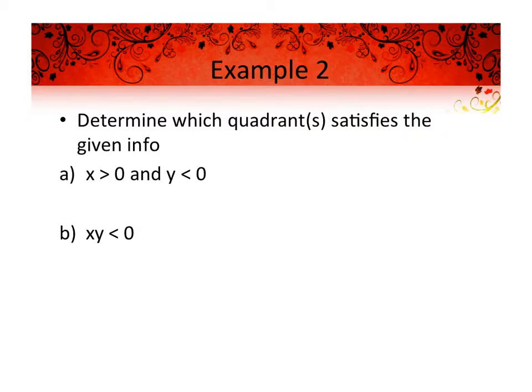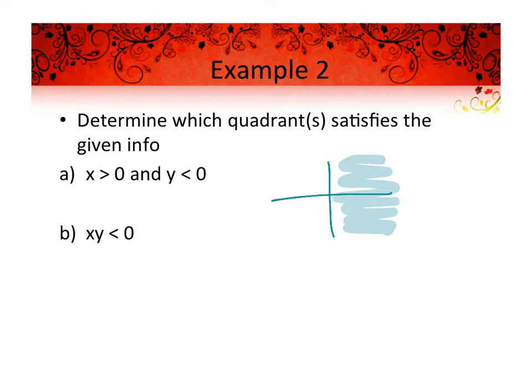All right, so some application of that. Determine which quadrant or quadrants satisfy the given information. So if you look at A, it says X is greater than 0 and Y is less than 0. So if you need the visual, give it to yourself, okay? In this coordinate plane or Cartesian plane, where is just the X greater than 0? So just look at that first part. Where are the X values greater than 0? Quadrant 1 and 4, right? So the right side of my coordinate grid.